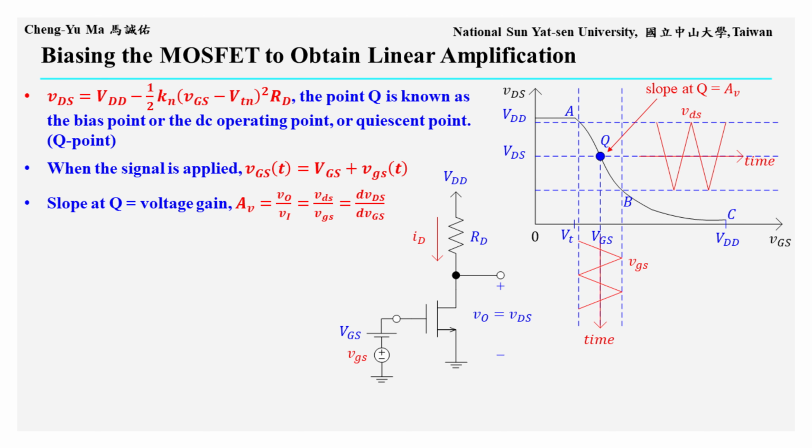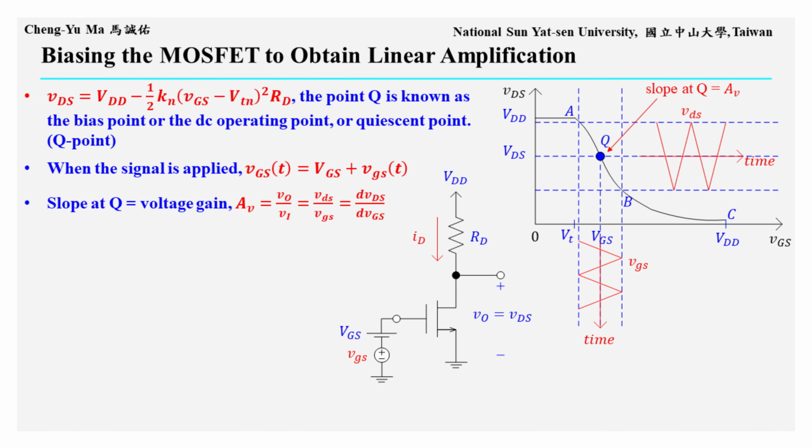At this DC operating point, with DC values VGS and VDS, a small input signal vgs can be applied at the gate, and a small output signal vds can be obtained at the drain. The signal gain AV equals VO over VI, which is the same as vds over vgs. It's also equal to dVDS over dVGS at the operating point.